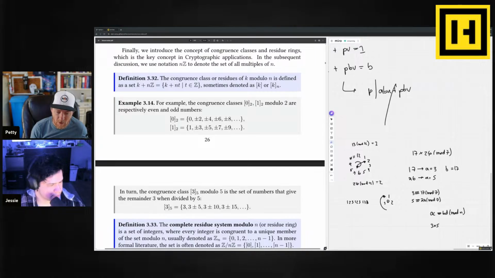So I guess the sub is the modulo, right? So the set of 0 sub 2 is even numbers. I guess that means these are all of the things that are mod 2, like evenly mod 2.